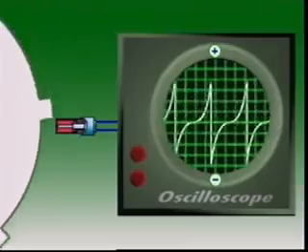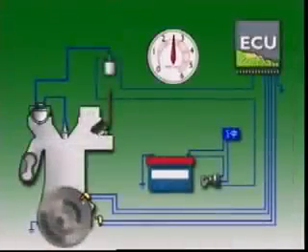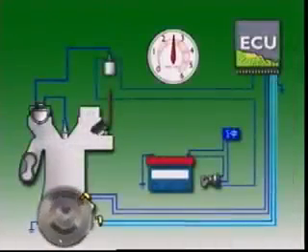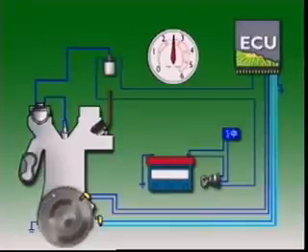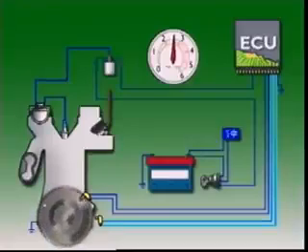Inductive type sensors act as a small alternator and generate a sine wave, alternating current voltage. The teeth on the flywheel ring gear can be used to induce the voltage in the sensor, inducing 1 pulse per tooth. The frequency of the pulse allows the control unit to detect engine speed, or RPM.